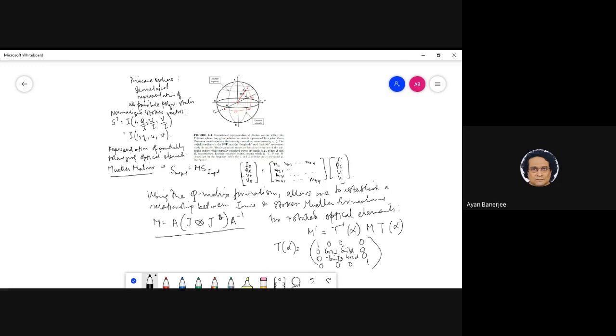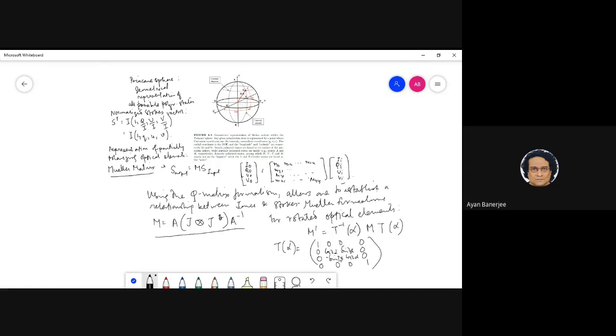I will ask you to calculate some Mueller matrices for certain optical elements, and I think that will be useful. I really ask you to study chapter 6. Any questions? I don't want to go into too much detail here, because there are some other things also.